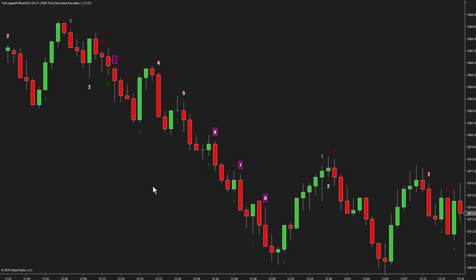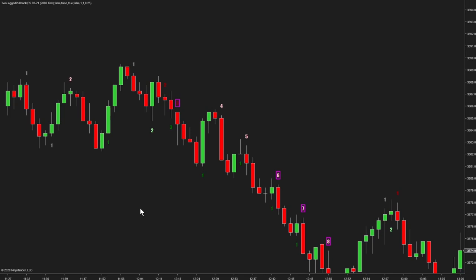And that's how the two-legged pullback indicator counts and keeps track of all your legs. Always remember that there is always a count for the bear legs, simultaneously happening with a count with the bull legs, all following its own rules.